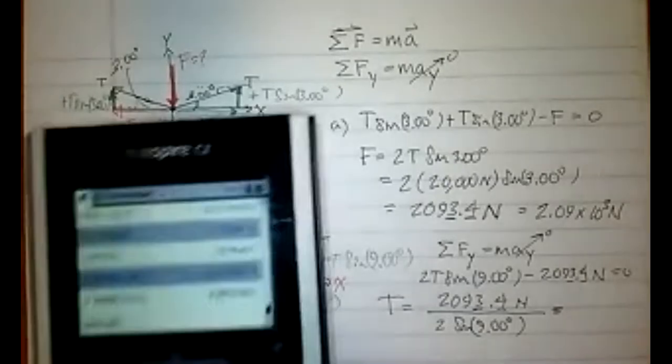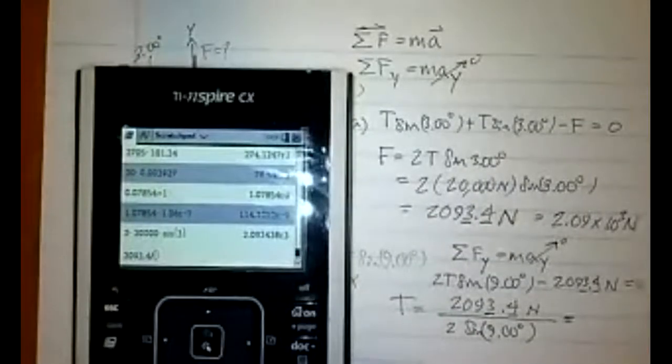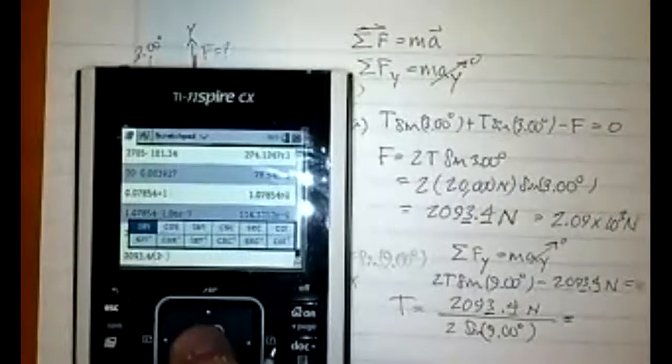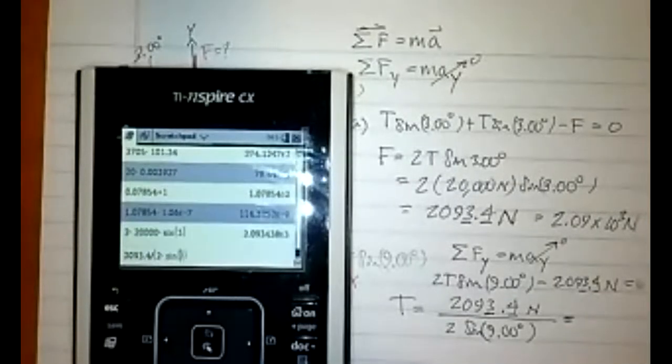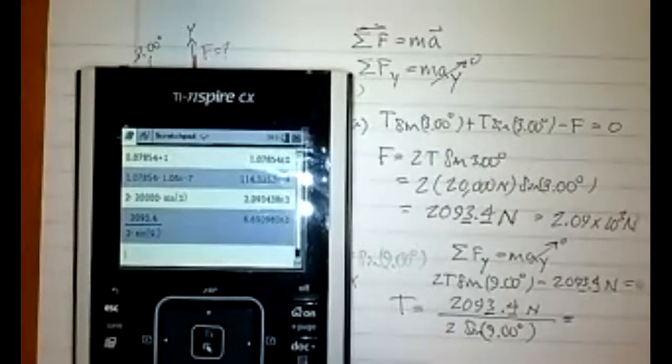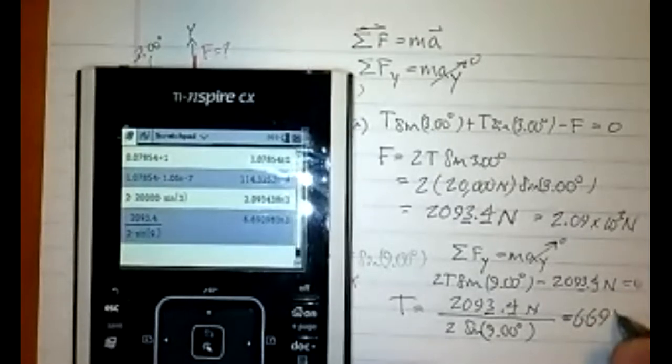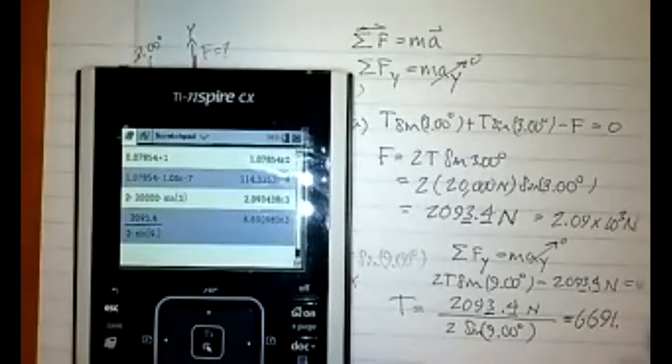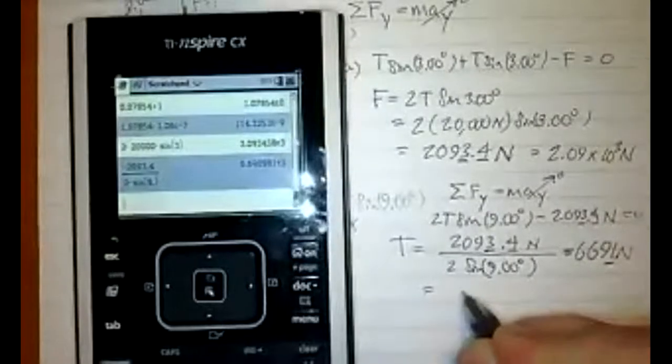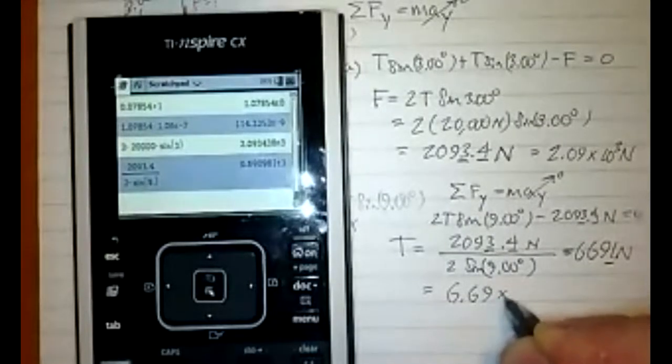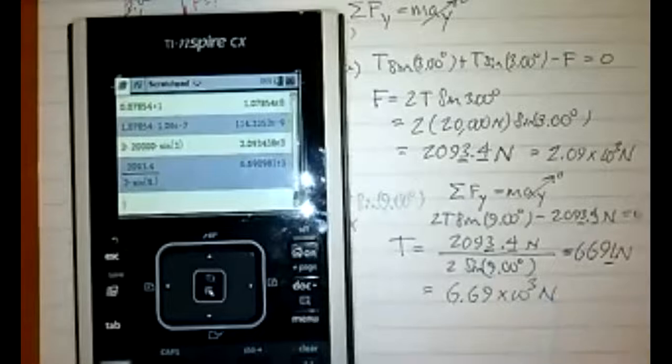So with my calculator, I put 2093.4 divided by 2 times, now do my trig function, and that's going to be sine of 9.00 degrees. And that gives me 6,691.91 newtons. And that's still 1 sig fig more than we're supposed to have. So I should probably really call this 6.69 times 10 to the 3 newtons.